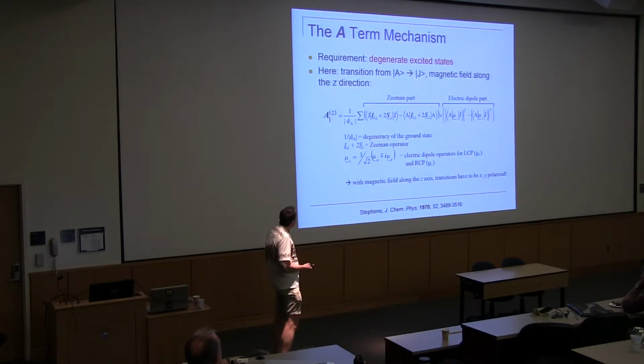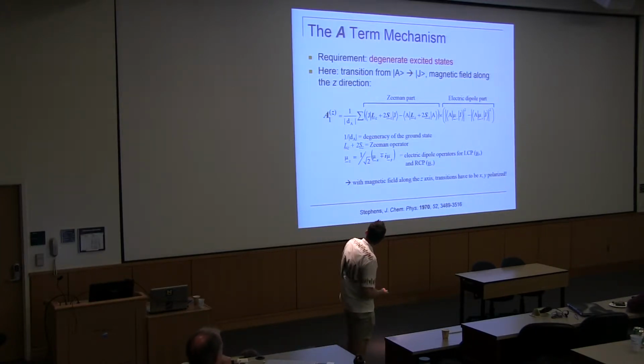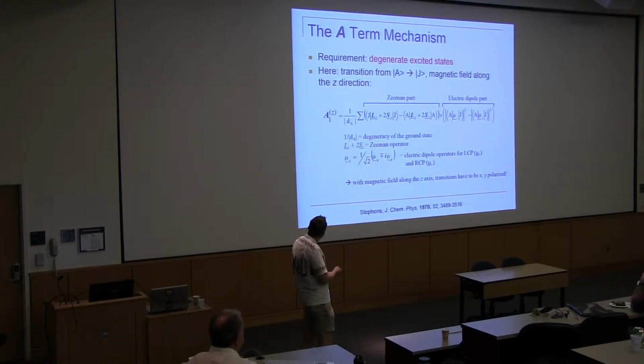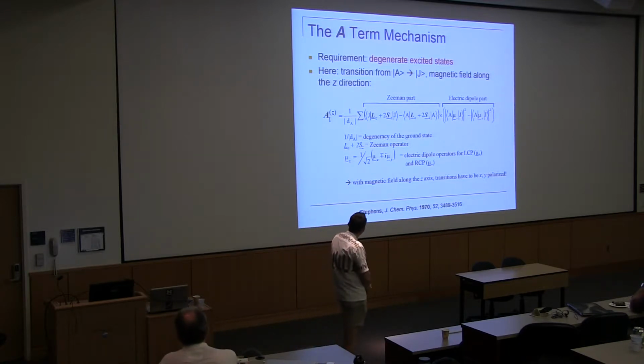Okay, so let's look at these different mechanisms and where they come from. So the first one is the so-called A term. And the A term requires that we have a degenerate excited state. And this is the equation for the A term. It's a little bit simplified equation. So here we assume that the magnetic field is along the Z direction. So by doing this, we can make this equation a little bit easier.